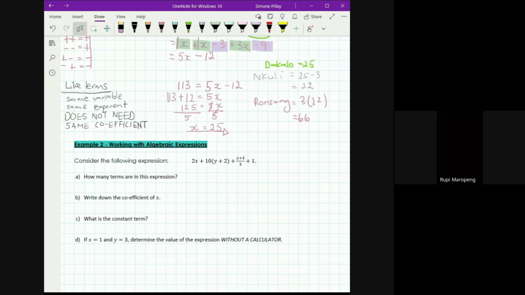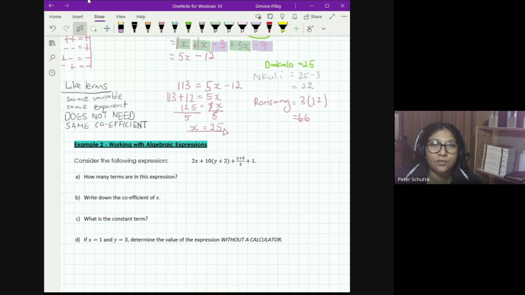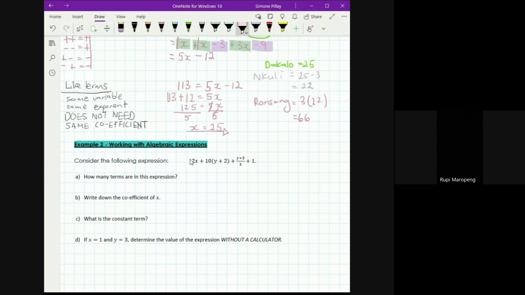I think 4. Okay, tell me which 4 you think. 2x plus 10 is 1. y plus 2 is the second, and then 1 plus y plus 3 over 3 is 3, and then plus 1.